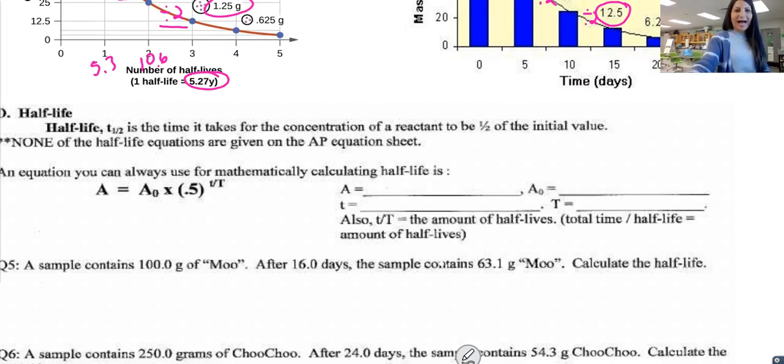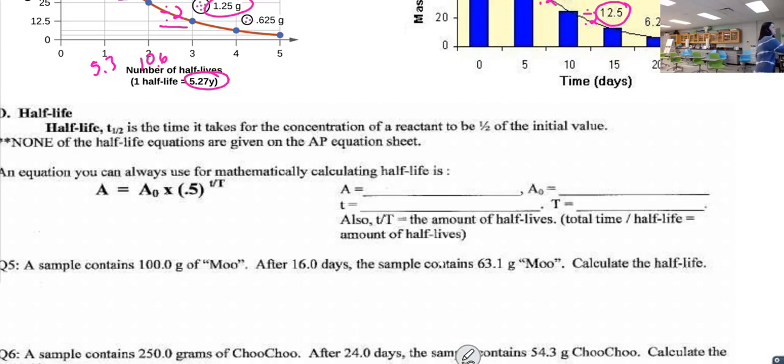This equation is not given to you on the AP equation sheet. I do think it's a very helpful equation, and in the past I've told students that it is a good idea to just memorize it, so it is really helpful. And this is a nice way to memorize it: A equals A0 times 0.5 to the t over t 1/2.